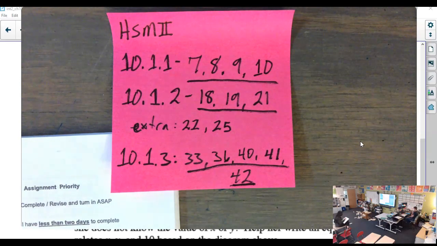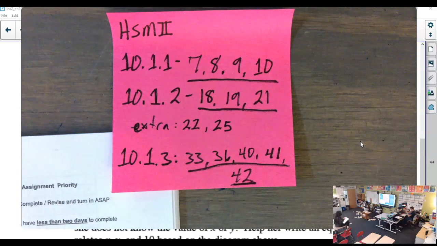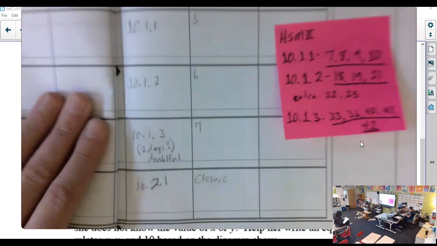So wait, how many lessons are in chapter 10? I forget if we actually talked about my goal here, but to answer that question, here is my goal. So here's my plan book, right?